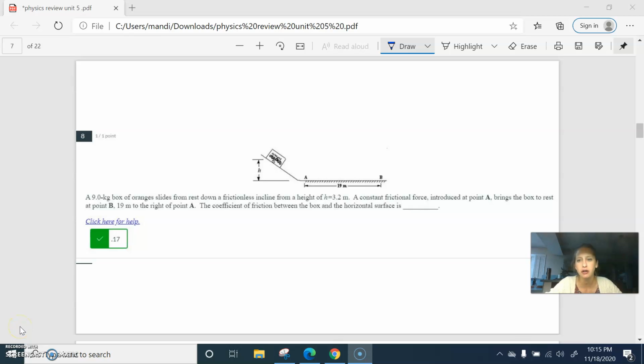Okay, a box of slices of oranges slides from rest. We're being very specific. Frictionless. I like frictionless from a height. And then friction happens. Okay. The coefficient of friction is, ooh, we got a few steps here.